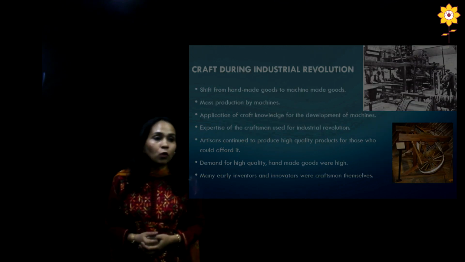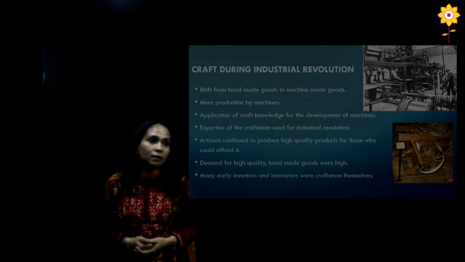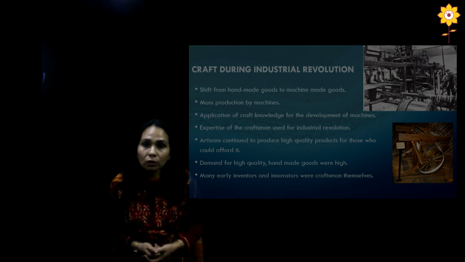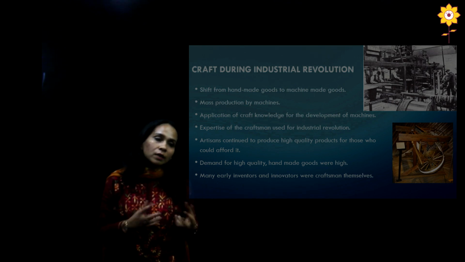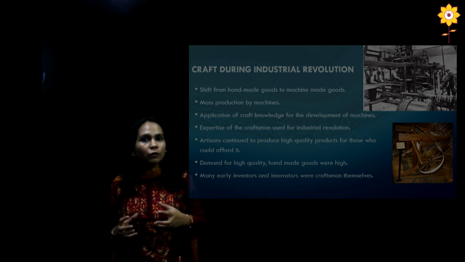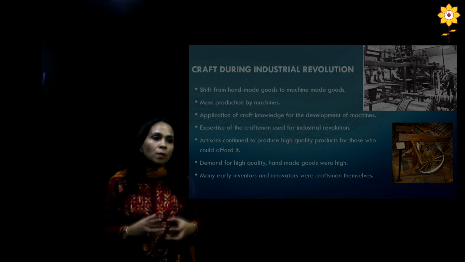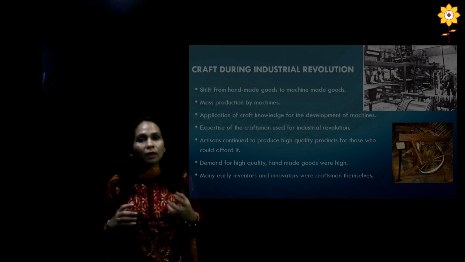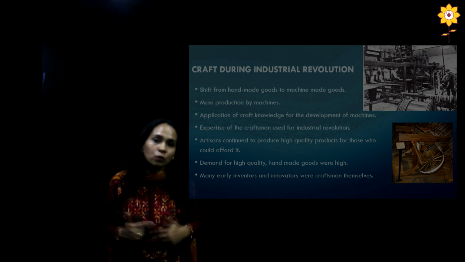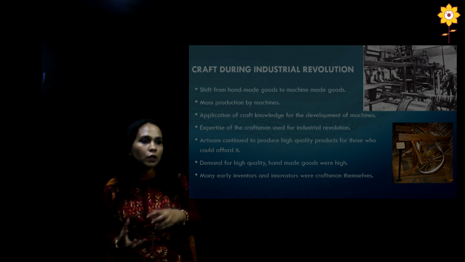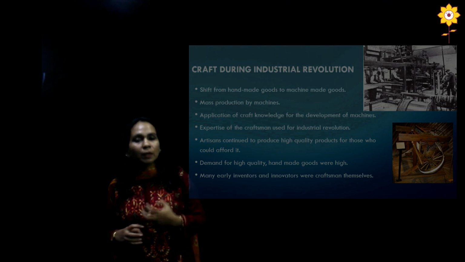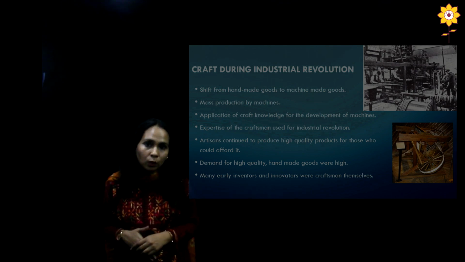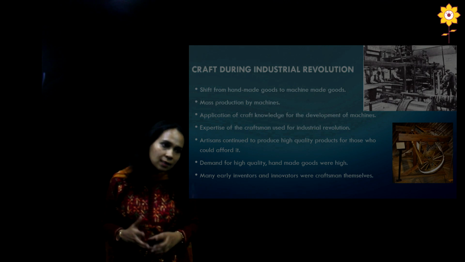Let us understand what role craft played during the Industrial Revolution. As we all know, during the Industrial Revolution, there was a shift from handmade products to machine-made products. There was a shift from less production to mass production. Here also, the artisans and the craftsmen have a major role to play. They used the knowledge of their craft in the development of machines. The expertise of the craftsmen played a very important role in making the Industrial Revolution a success.